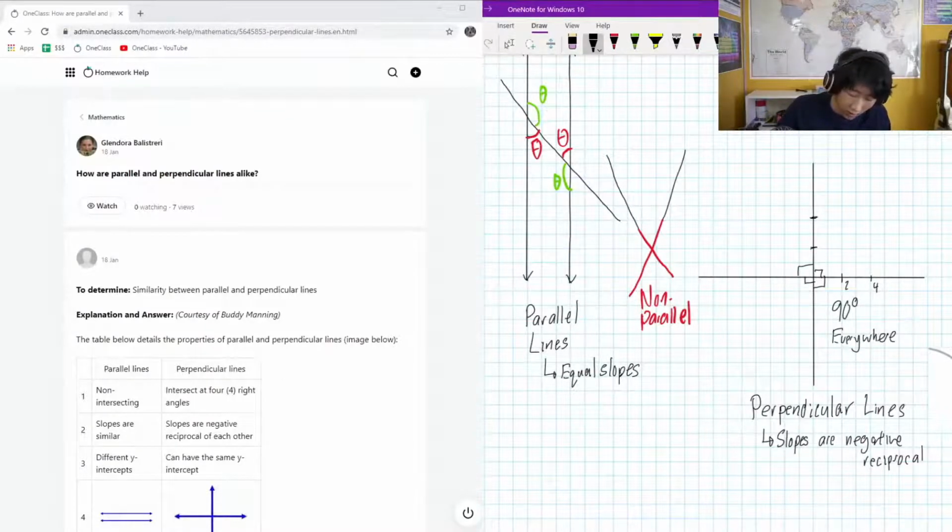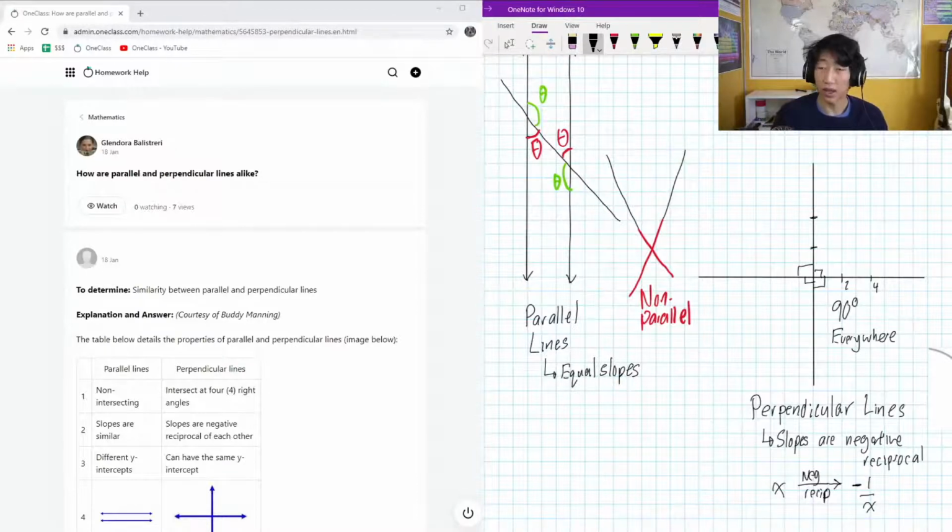A negative reciprocal is, let's say we have x, the negative reciprocal is negative 1 over x. So you just put it on the downstairs of your fraction. You put it on the downstairs and you multiply it by negative 1. That's how you take the negative reciprocal.